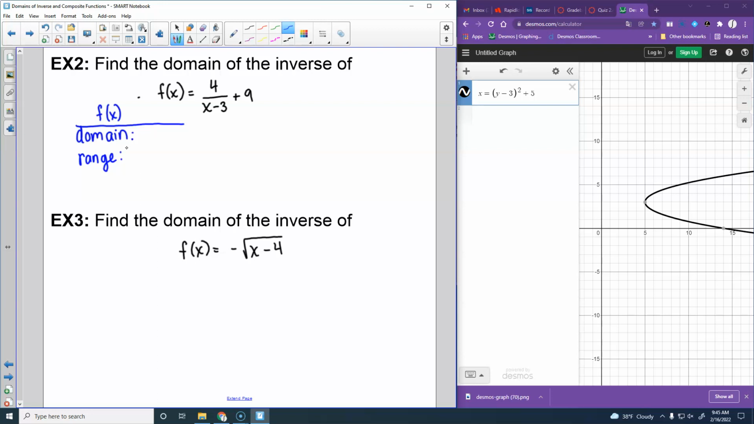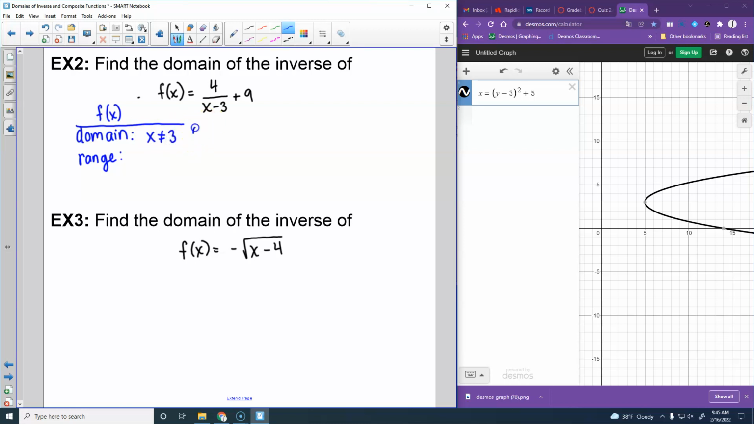We can include a positive infinity if we use that, but there is a restriction. There's something it cannot be. What could we not have? We cannot have 3, right? I like to write it like this. Just x cannot equal 3.